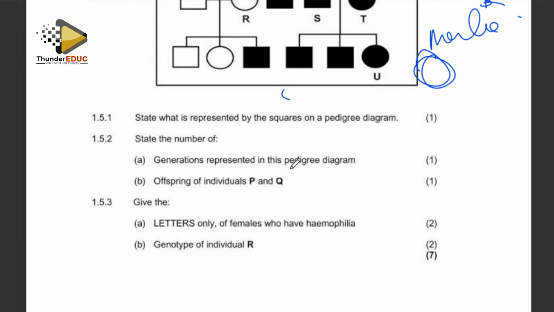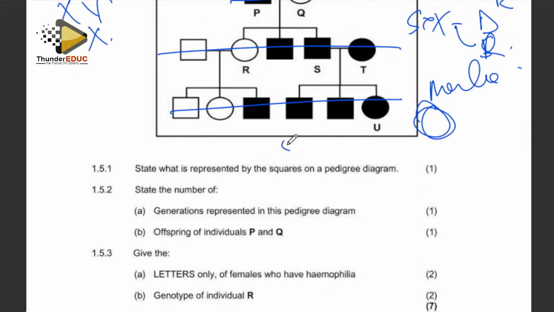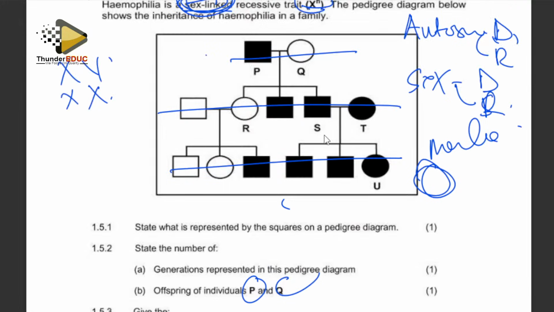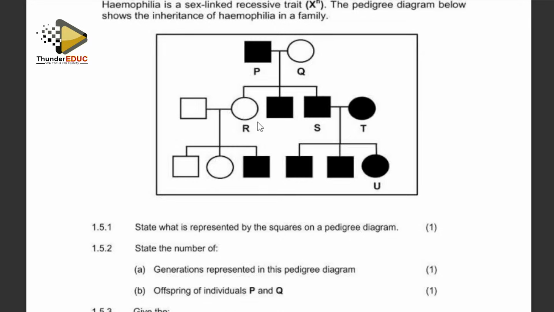How many generations are represented? We just count the generations like this, so those are 3 generations. Give the offspring of P and Q. They can even ask you what's the offspring of S and T. So automatically it is this and this. Sorry, that's the parent. So they had intermarriage, and then they produce this and this. These ones are just people who got married into that family. We go to the next question.